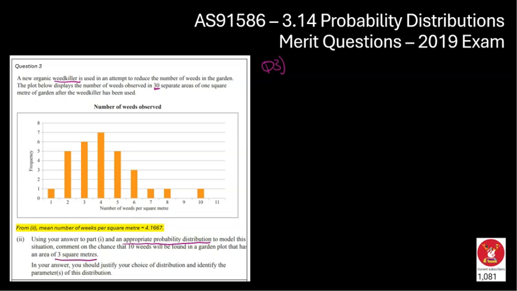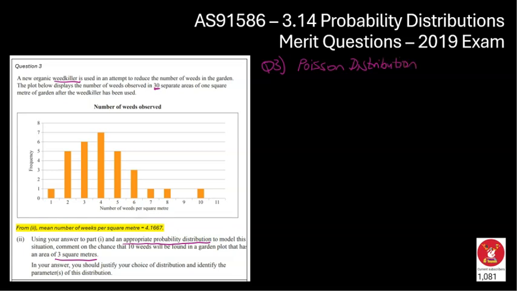So I guess the first thing to note is the word per. So this is kind of per square meter. That's normally the giveaway. That's going to be a Poisson distribution. So that's going to be the distribution I use. So I'm going to be using a Poisson distribution.